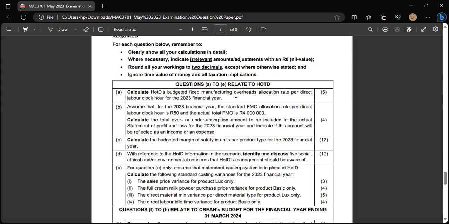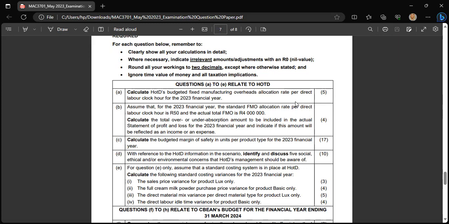So we had to calculate the budgeted fixed manufacturing overheads and allocate it. This was the manufacturing rate per direct labor clock hour. In some instances, you are not always going to be doing this per direct labor clock hour. Sometimes it could be machine hours, and sometimes it could be units, but units are very simple, so they'll most likely not ask units at this stage. So it's either going to be direct labor clock hours or machine hours, and we need to watch out for that.